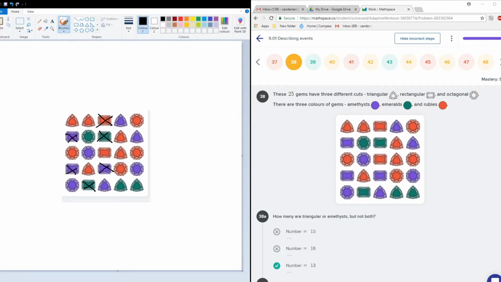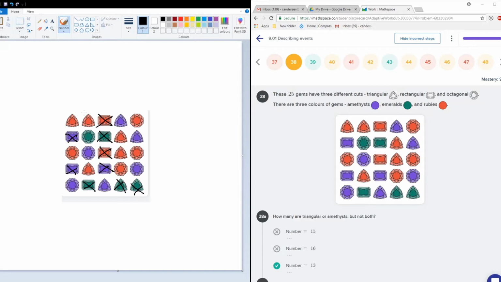And then we don't want emeralds. So there's 2 green ones. And we miss this one in the middle. And again, this is why I'm crossing through things systematically. So now we can see that there is 10 that we don't want.